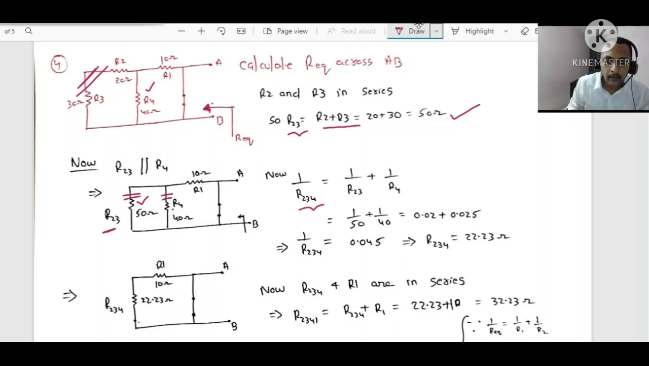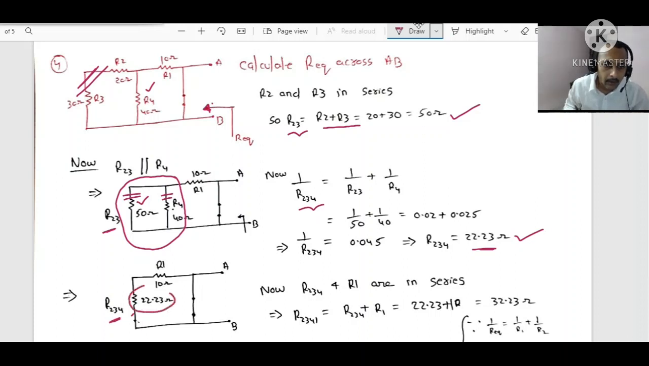1 divided by R2,3,4, I gave the name, is 1 by 50 plus 1 by 40, and you will get that value as 22.23. Now, after simplifying this part, these two are in parallel, and whatever value you get will be in series with R1. That is what you have done here. That simplified part value is in series with R1. I repeat again, very very important: like this only, step by step, you have to solve the problems.